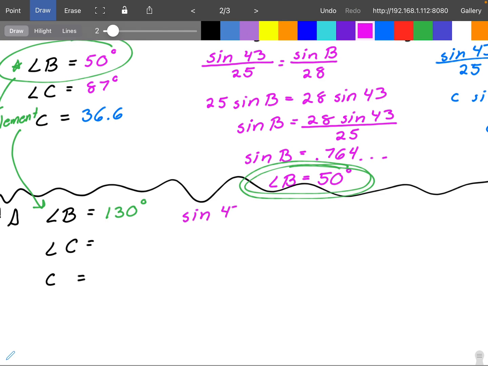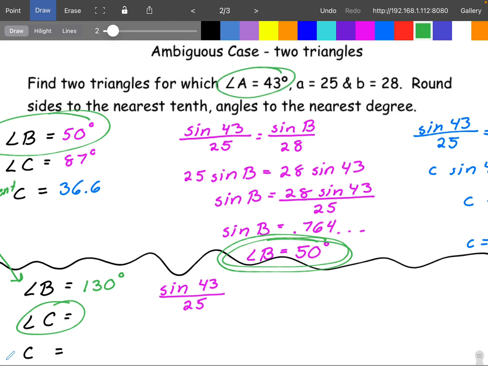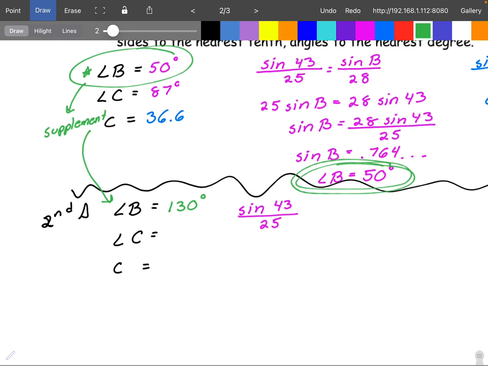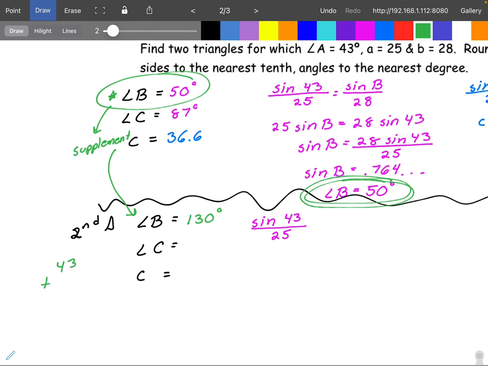So sine of angle A, which is 43, over little a, which was 25. Actually, before I do that, I could find angle C, because I know angle A was 43 degrees and the new angle B is 130. So 43 plus 130 gives me 173. Then if all three angles need to add up to 180, 180 minus 173 means angle C is very tiny. It's only going to be 7 degrees. So this is going to be a very long, skinny triangle.